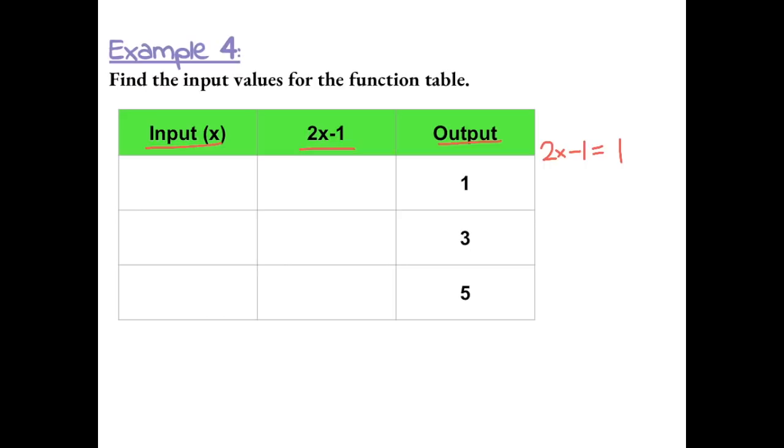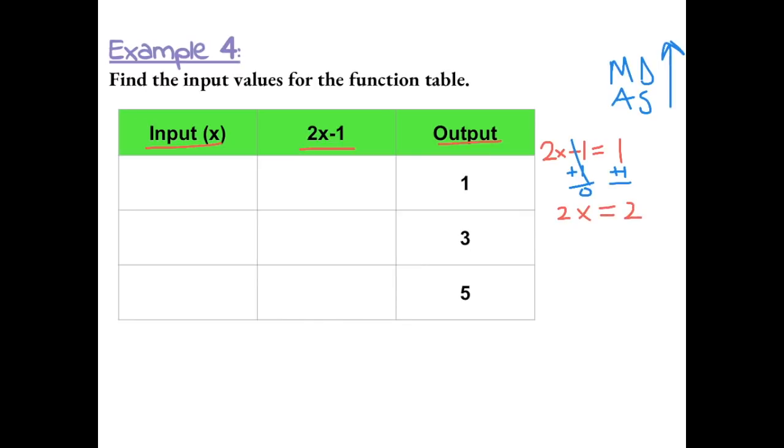Because this is a two-step equation, we need to solve this using order of operations in the reverse order. So first we need to undo any addition or subtraction. So first I'm going to add 1 to both sides. This equals 0 and cancels out. We're left with 2x equals 2.